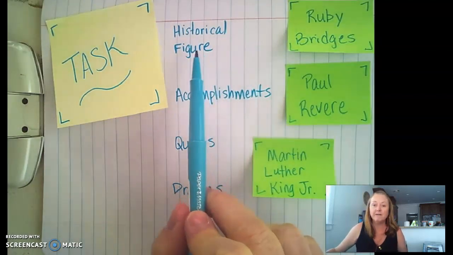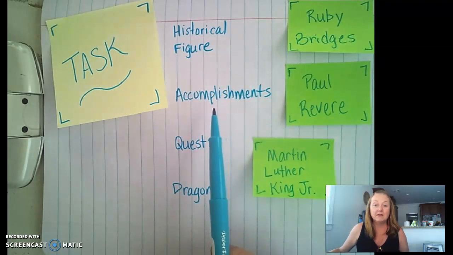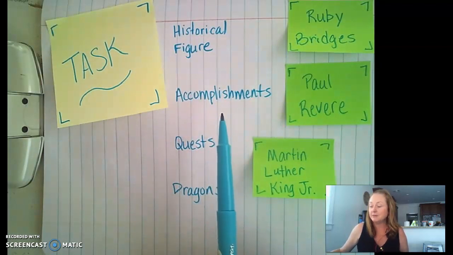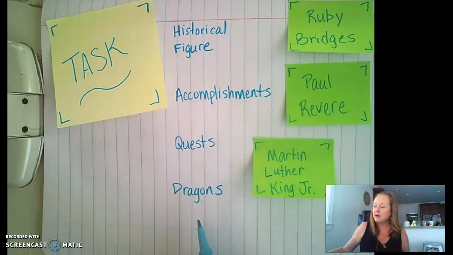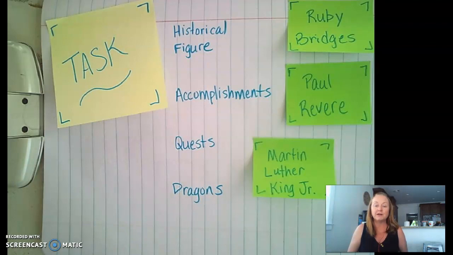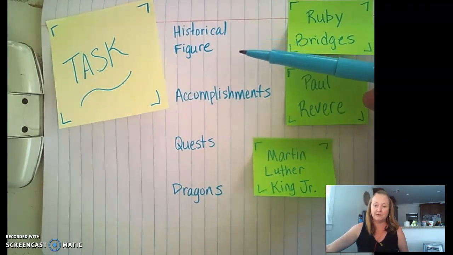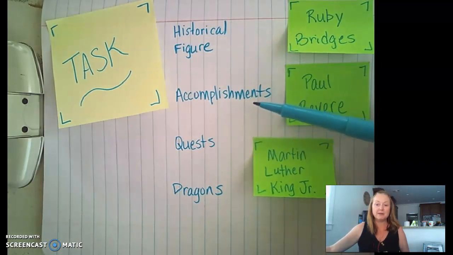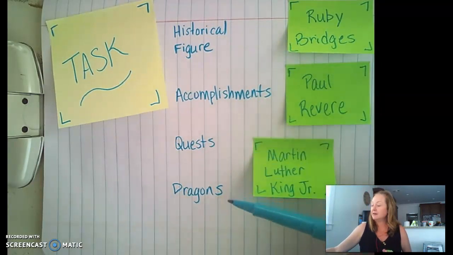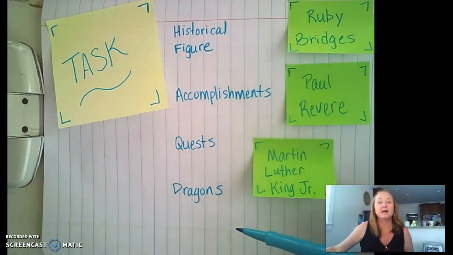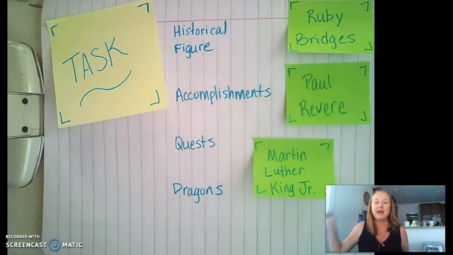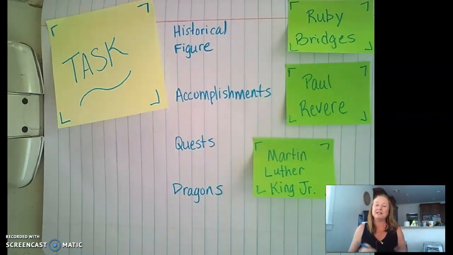So choose a historical figure. Give me a couple of bullet points of their accomplishments. What was their quest? And what were those metaphorical dragons, those obstacles that these historical figures had to face? Now you can do one historical figure or you can do several historical figures. It's really going to be up to you. So your job for this task is to pick a historical figure, list any accomplishments, list the quests, and the dragons that those historical figures had to face, and send it on to your teacher, however you've been sending your work to your teacher.